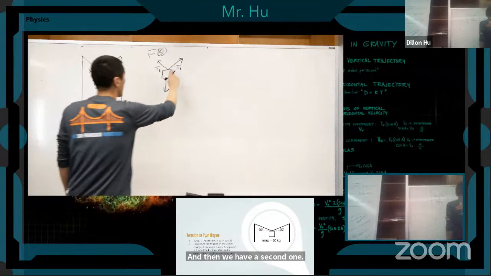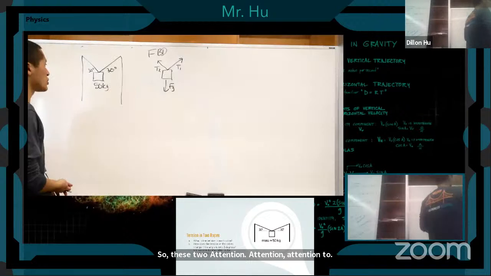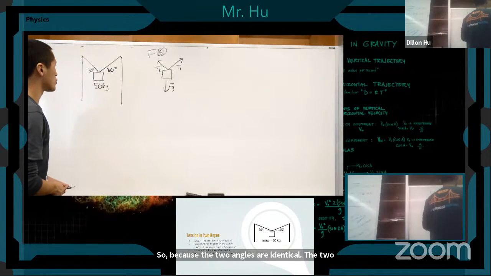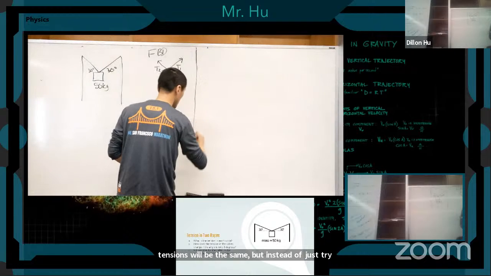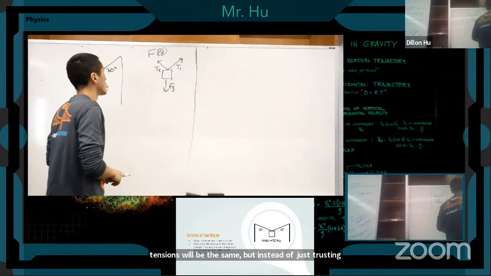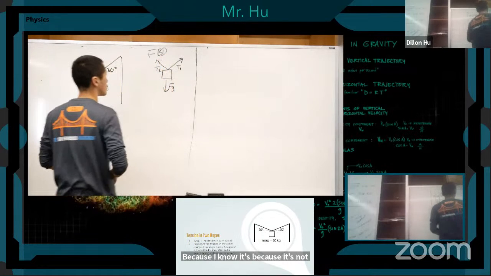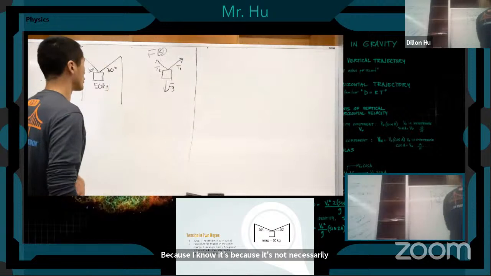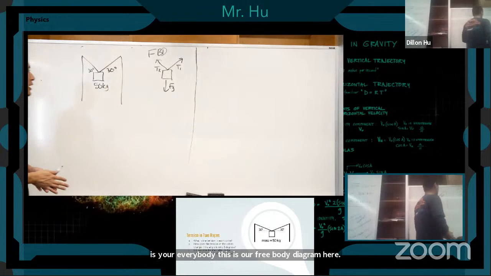So these two tensions, we have tension 1 and tension 2. Because the two angles are identical, the two tensions will be the same. But instead of just trusting me on this, I'd rather show you why, because I know it's not necessarily intuitive to know that. So it's okay, we'll work it out. This is our free body diagram here. I think that in itself is nothing crazy.